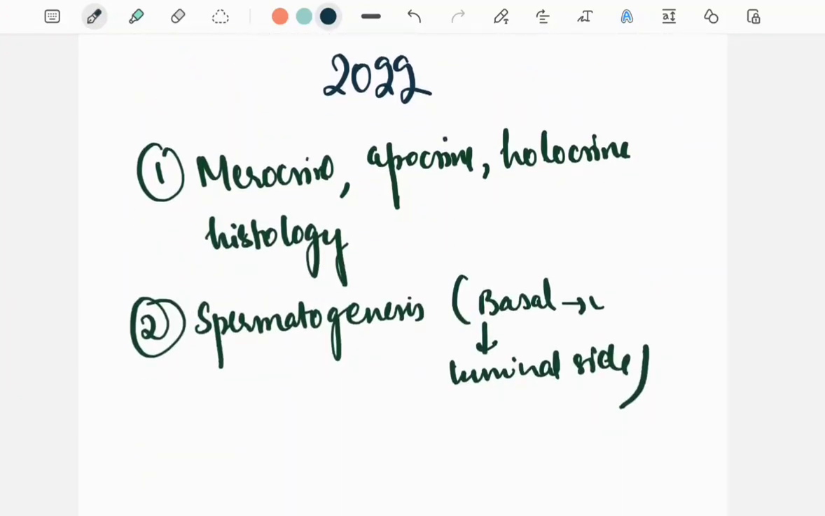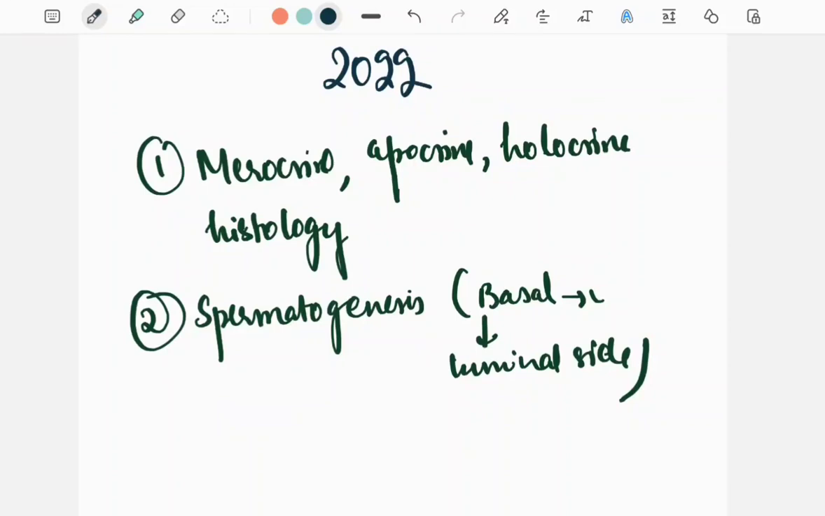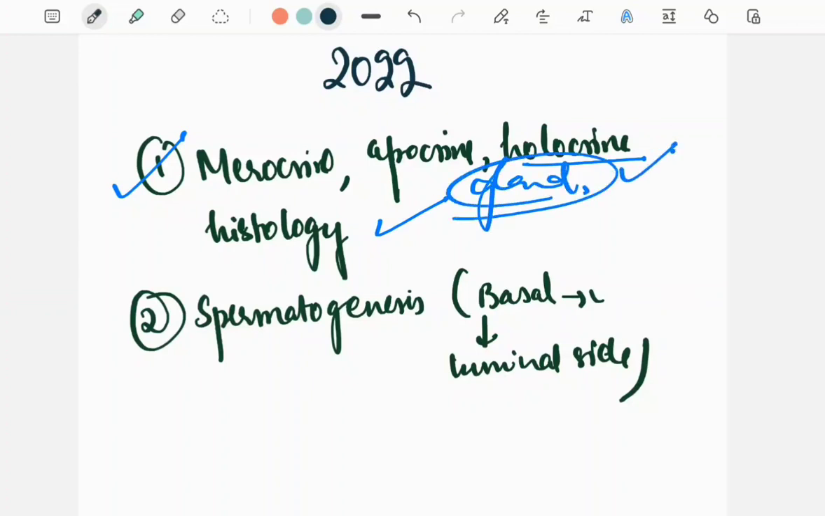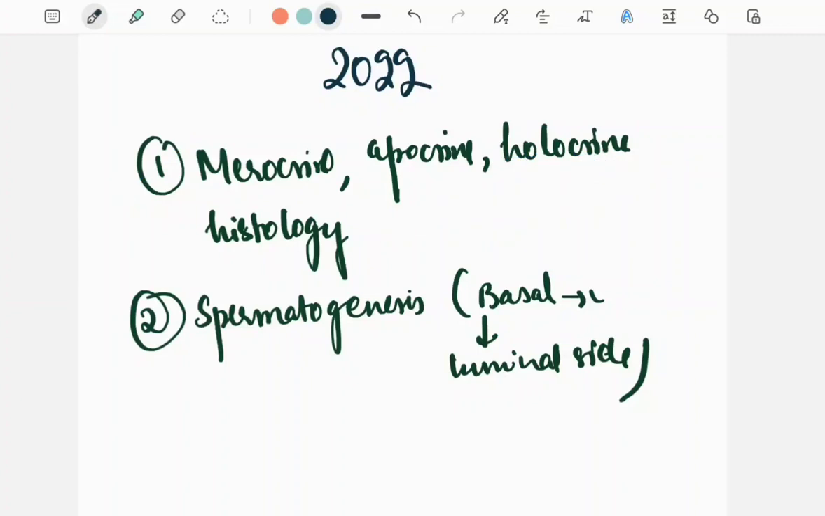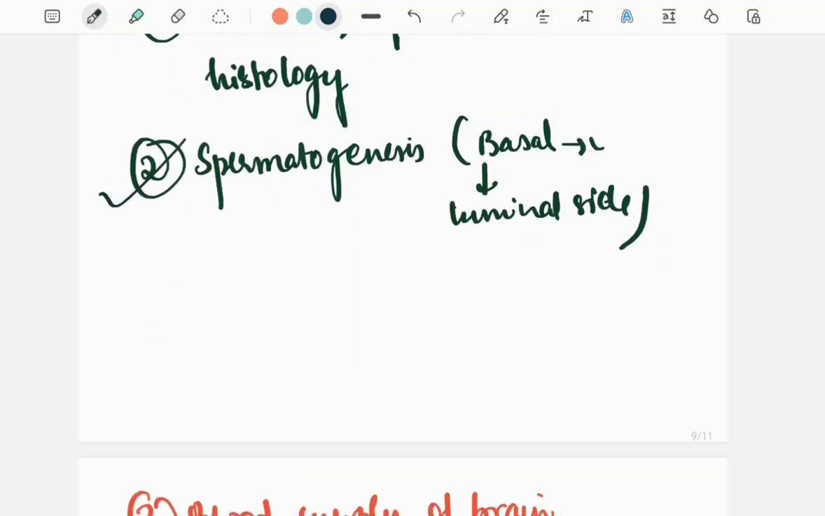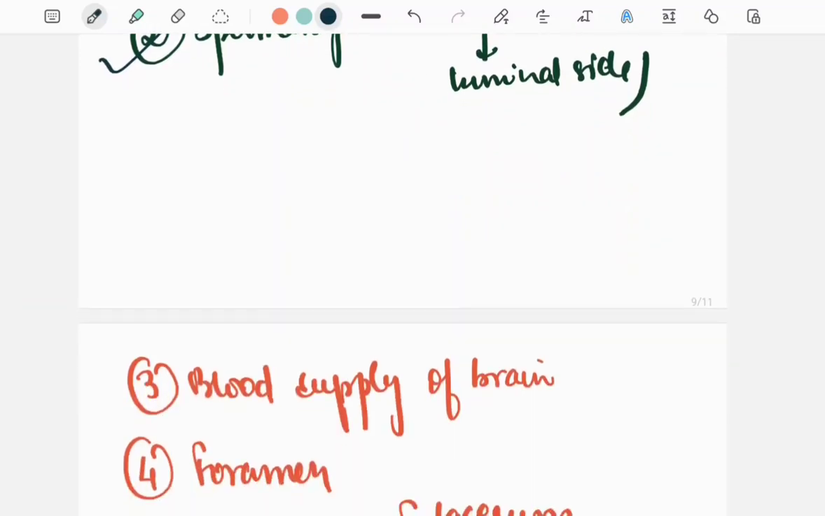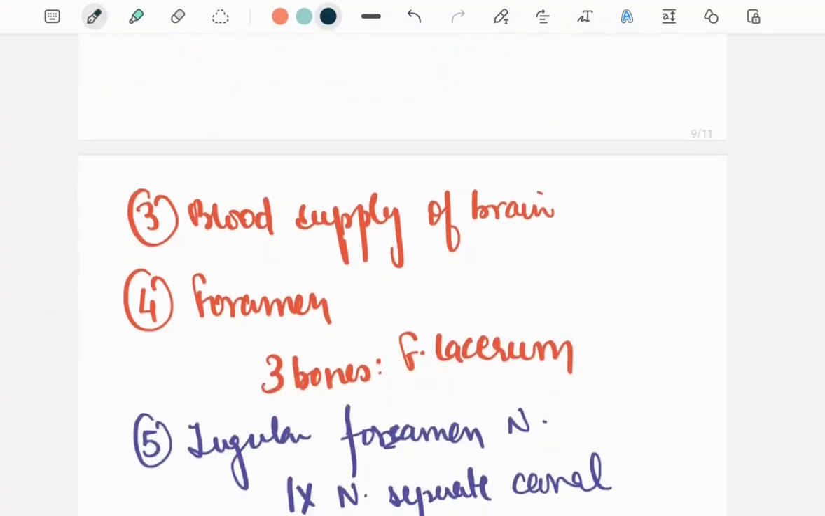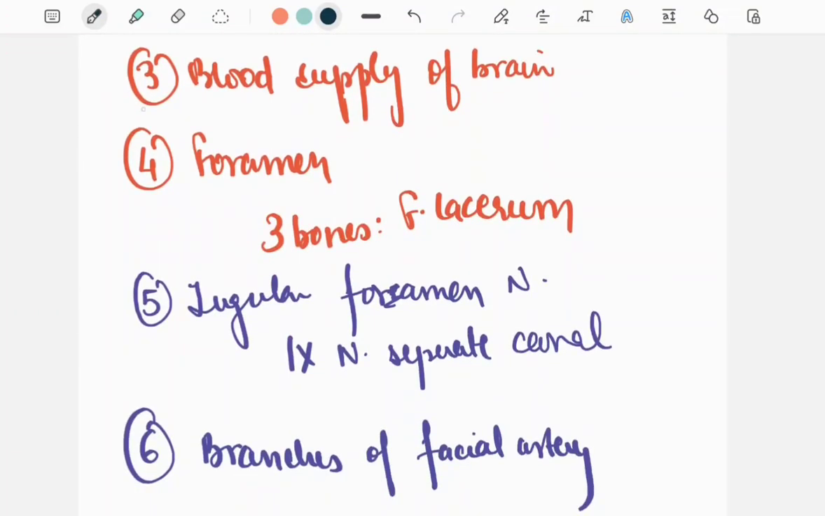Then in 2022, merocrine, apocrine, holocrine, histology, glands. So do once see the histology, you have to identify them. Then spermatogenesis, a question was asked on that, from basal to luminal side which cells are there. Spermatogonia are located where? So do see histology. Many questions are asked from histology. Again, blood supply of brain.